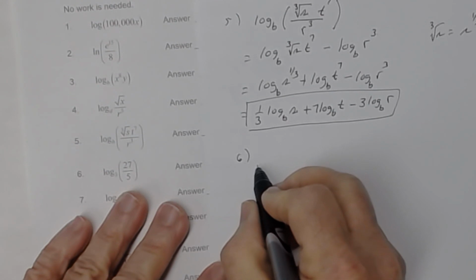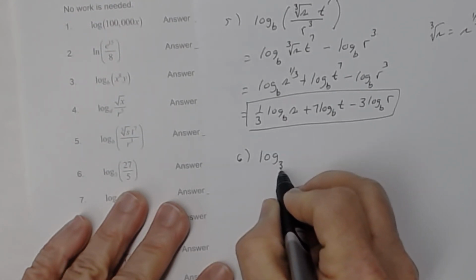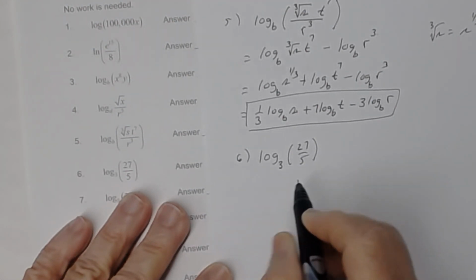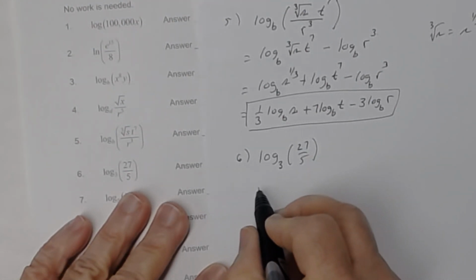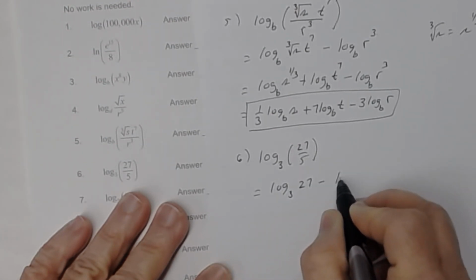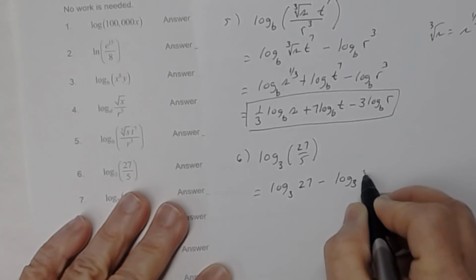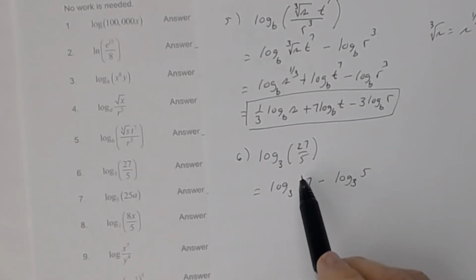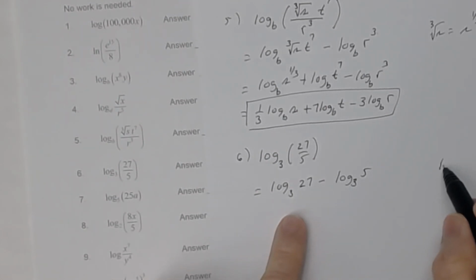So number 6, you have the log base 3 of 27 fifths. Okay? So notice I'm going to use the quotient rule. So that becomes the log base 3 of 27 subtract the log base 3 of 5. Okay, now at that point, just like we mentioned earlier, you need to recognize when you can simplify or evaluate a log expression. See this right here? Let's think about the log base 3 of 27.